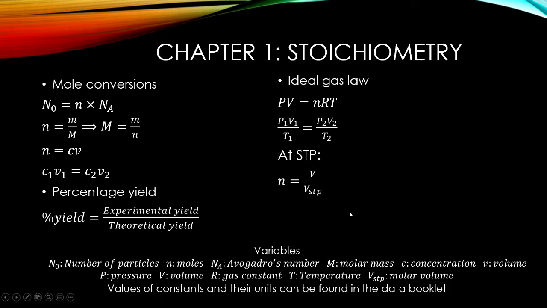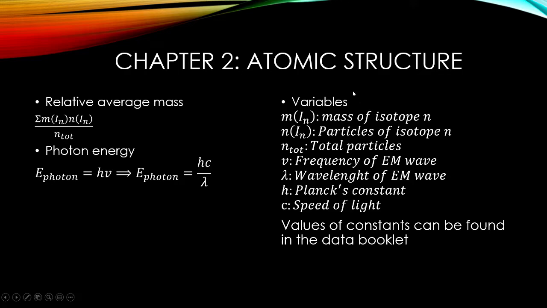So yeah, next chapter, chapter 2, atomic structure. Not really a lot of formulas, but there are two. And the first one is how to calculate relative average mass. It looks pretty scary because I condensed it into a sum. But it's just the sum of the masses of the isotopes times the number of the isotopes divided by the number of particles altogether. For example, for chlorine, you have two different types of isotopes.